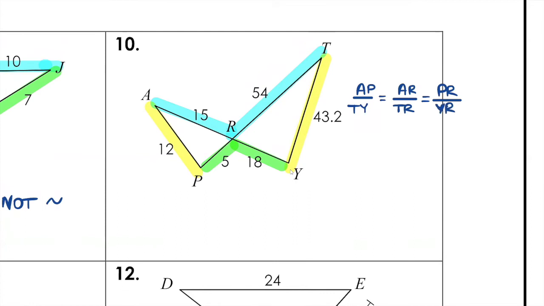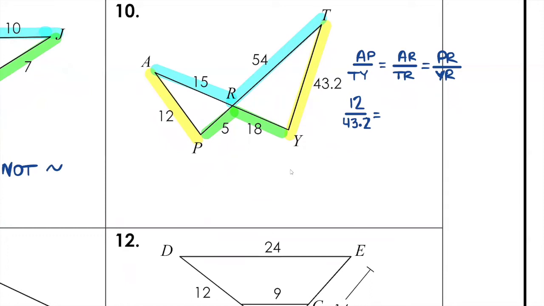And then the other thing we've got to make sure of is I've got ARP, all of their corresponding sides are in the numerator. TRY, all of its corresponding sides are in the denominator. I can't be mixing and flipping and doing all kinds of shenanigans. I got to make sure everybody's in their row. So AP, they give us 12. TY gives us 43.2. And then this is where our math frac button is going to be our big friend. AR over TR, so 15 over 54. And then we've got PR over YR.